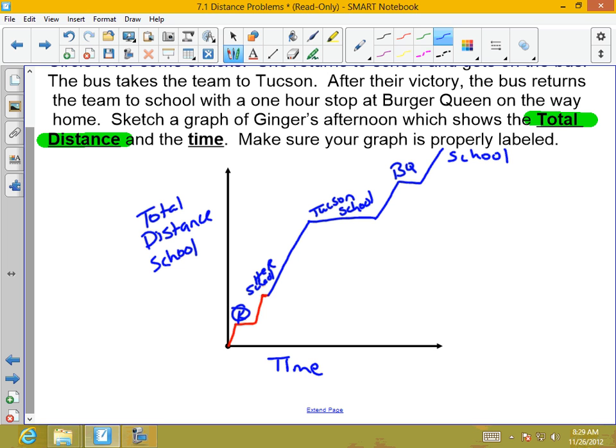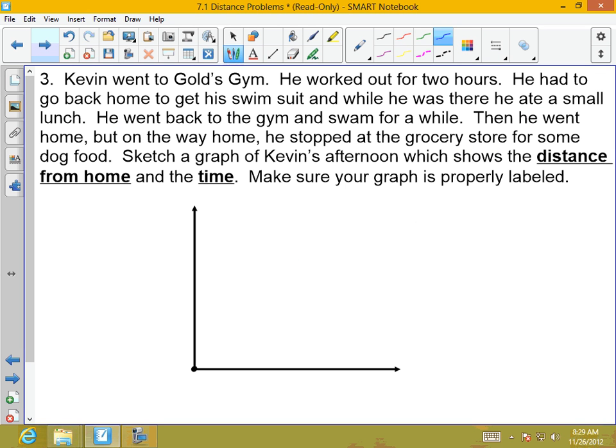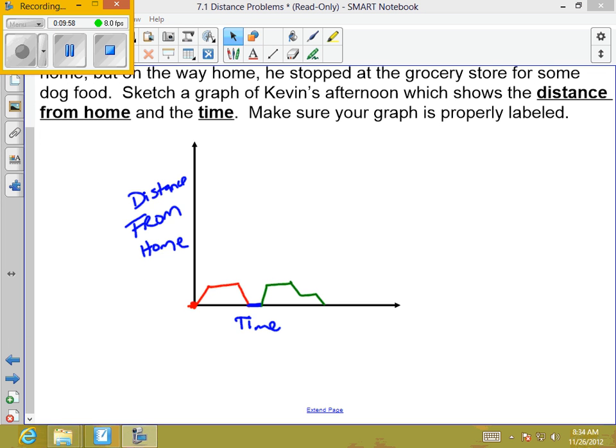Whenever you spend time somewhere, it's going to be a plateau, because you're not going anywhere. See, this is distance. So whenever you go somewhere, you go up on here. When you're at home or you stop doing something, boom. Okay? So I'm going to pause the video. I'm going to have you do number three. Then I'm going to start the video again when I get the answer.